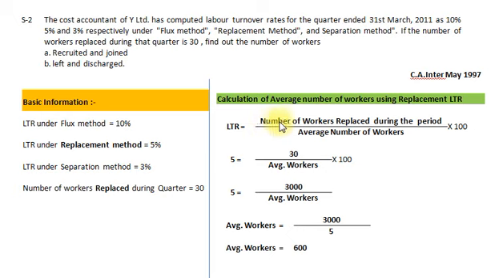So our formula is number of workers replaced during the period divided by average number of workers multiplied by 100. Now let us put in the available information. So labor turnover rate 5 is equal to number of replaced workers 30 divided by average workers, which we have to find out, multiplied by 100. So next step, 5 is equal to 3000 divided by average workers. Here we multiply 30 into 100, and average workers is equal to 3000 divided by 5, which is 600 workers.